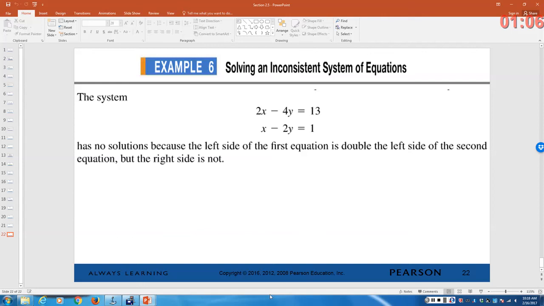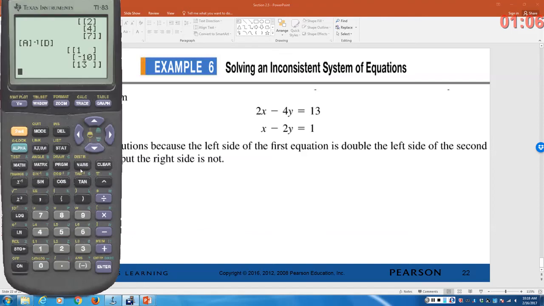Let me go back and show you how we'll do this. If we put in the augmented matrix, instead of trying to do it with the inverse, if the inverse fails, try the augmented matrix. Let's see, it's 2 by 3. We've got 2, negative 4, 1, 1, negative 2, 1, and then second quit matrix, math, reduced row echelon form of matrix A. And our last row is 0 plus 0 equals 1, which is clearly not true, right?